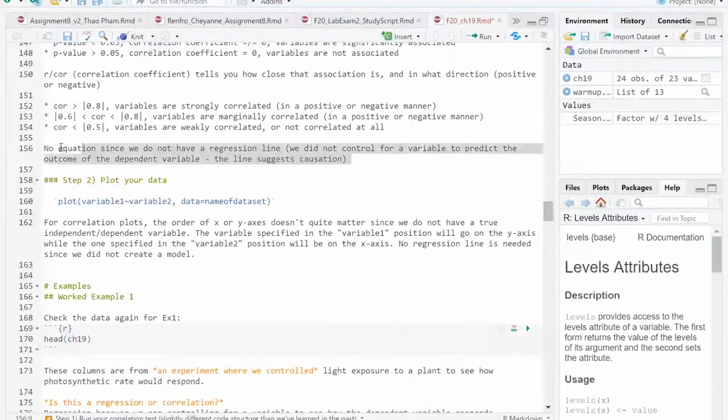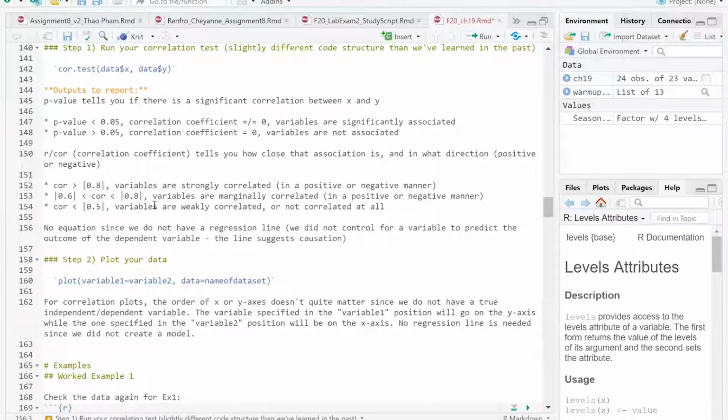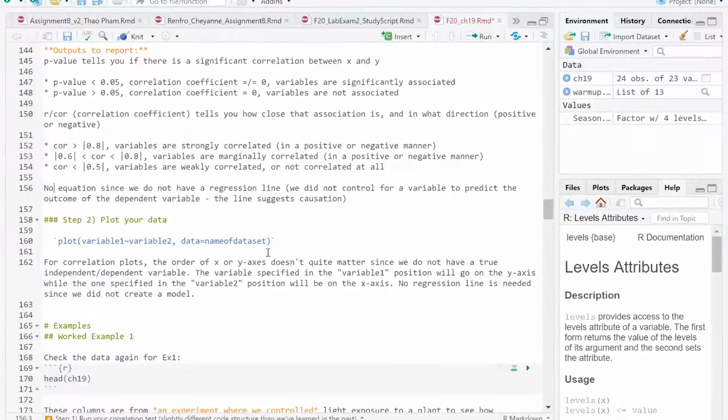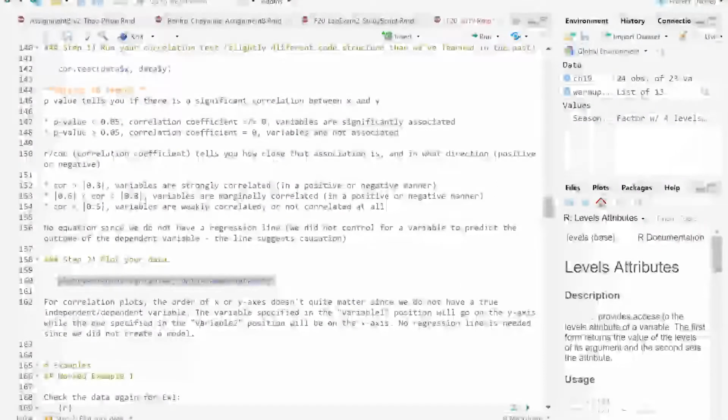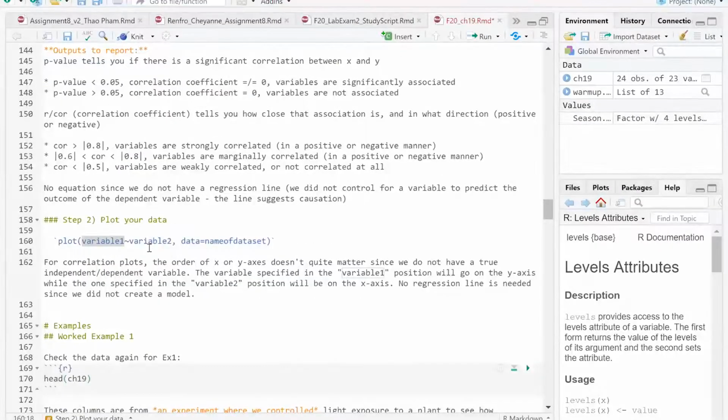You don't have to pull out an equation because this is a correlation and we don't have a regression line. We didn't control for any variables to have the power to say that X causes Y. You can then plot your data the same way as up here. It's not dependent, independent, remember, because there is no independent and dependent variable. That's why it's written as variable 1 and variable 2, data equals the name of your data set. Remember, because there is no true X or Y.